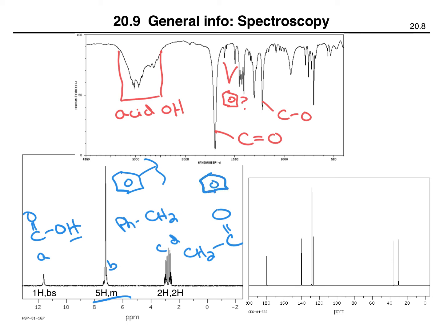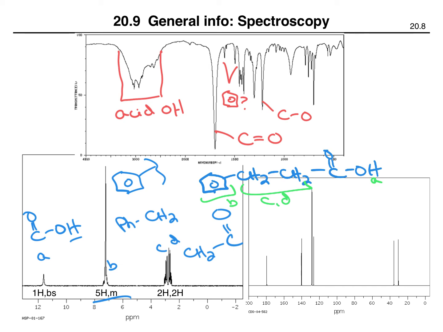have benzene. Benzene is connected to a CH2 group, which could be connected to another CH2 group, which could be connected to the carboxylic acid. So this would be signal A, B, and then one of these is C and one of these is D.